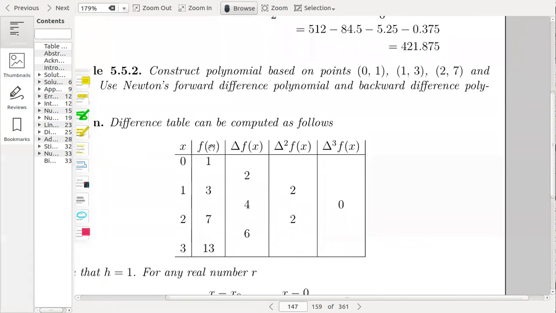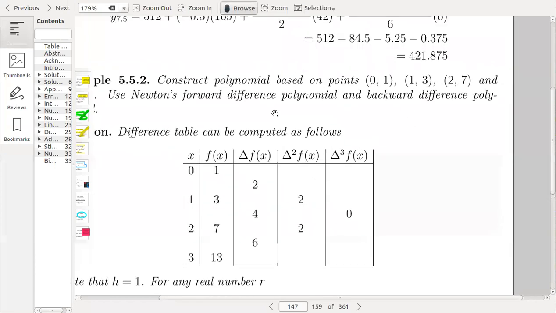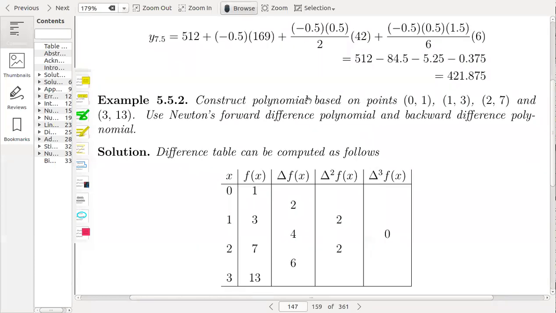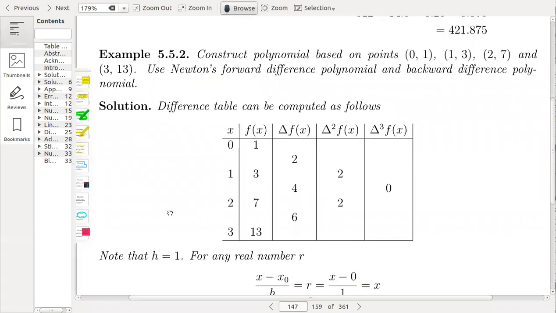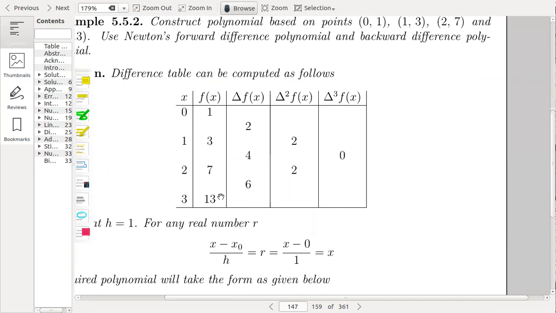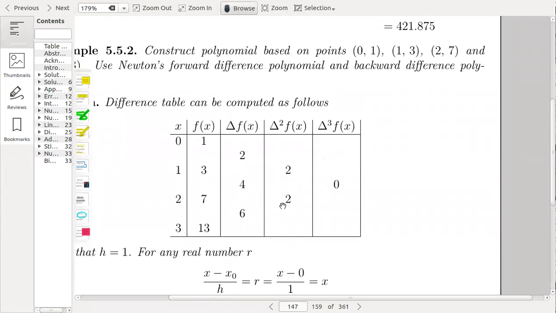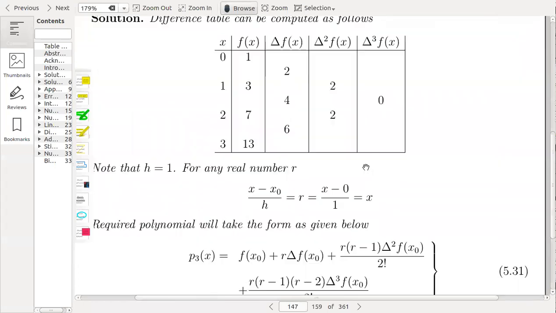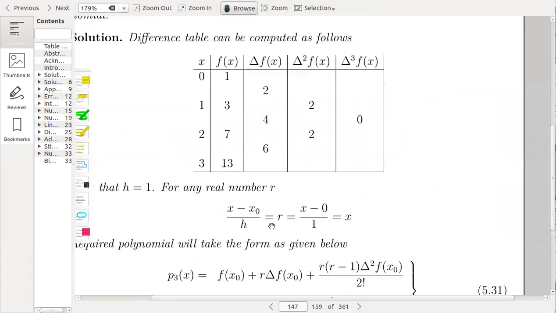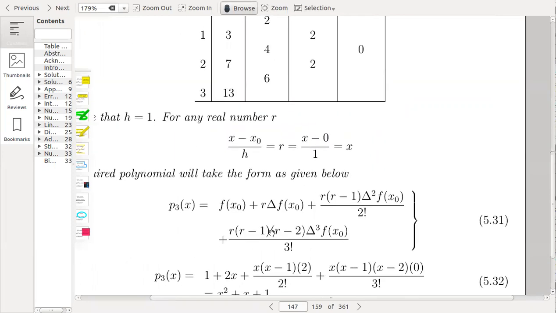The zeroth difference is the direct values of f of x, so 1, 3, 7, 13. And then the first backward difference is 13 minus 7, 6. 7 minus 3, 4. 3 minus 1, 2. And the second difference: 6 minus 4, 2. 4 minus 2, 2. Third difference: 2 minus 2, 0. So now we can calculate x minus x_0 over h is equal to r. x_0 is equal to 0, so here r is equal to x. Then just replace r.